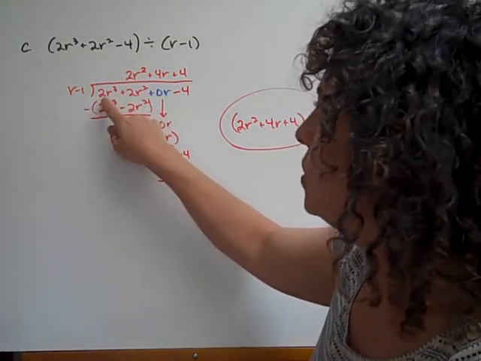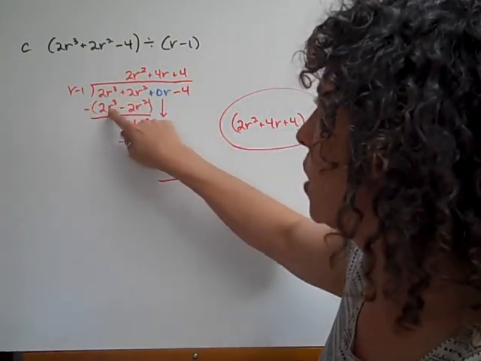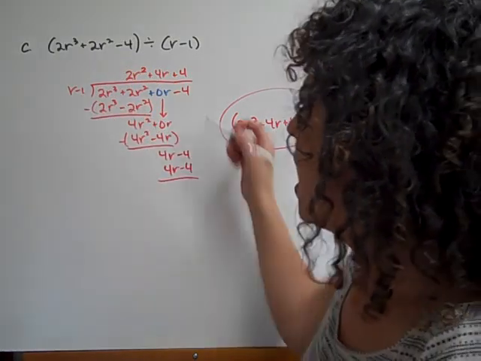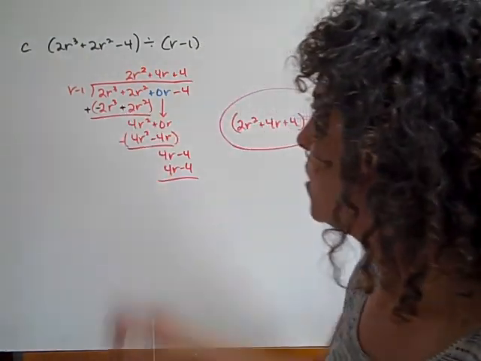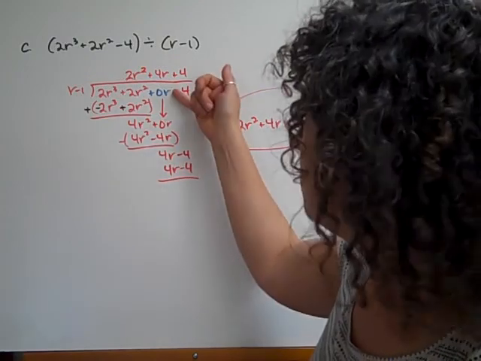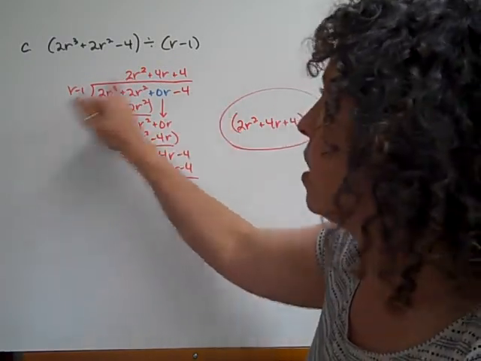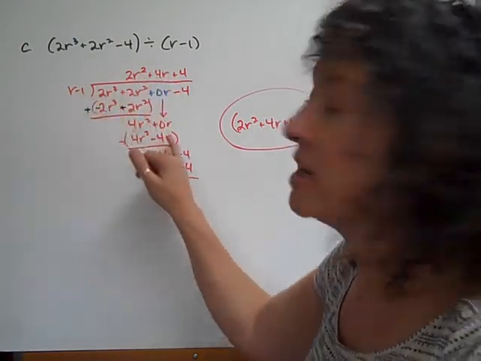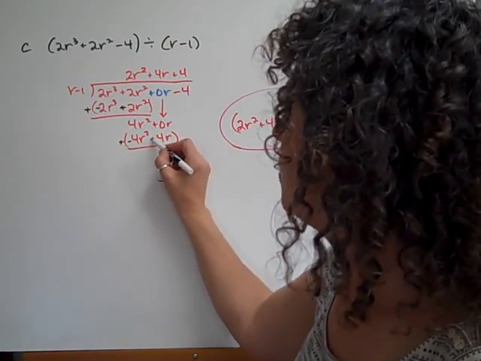So again, we're going to start with 2r cubed divided by r is 2r squared. 2r squared times r gives me 2r cubed. 2r squared times negative 1 gives me negative 2r squared. I'm subtracting, so again, I'm going to change this all to adding the opposite. So I have 0, 2r squared plus 2r squared gives me 4r squared. Bring down that 0r. 4r squared divided by r is 4r. So 4r times r squared is 4r squared. 4r times negative 1 is negative 4r.